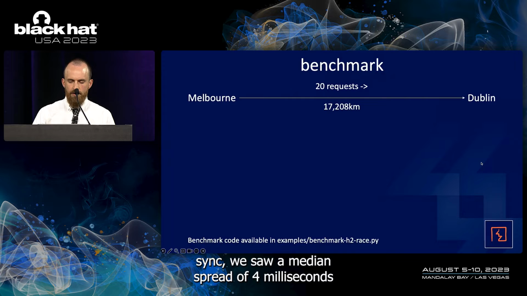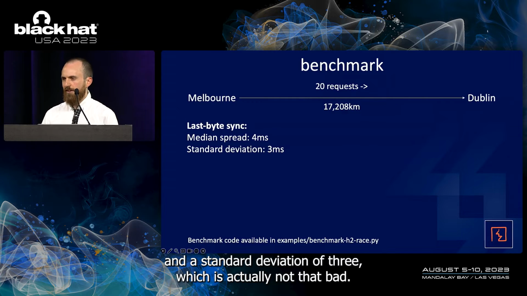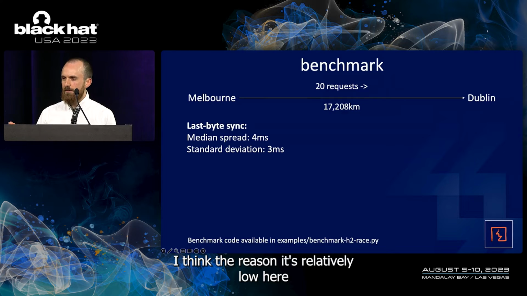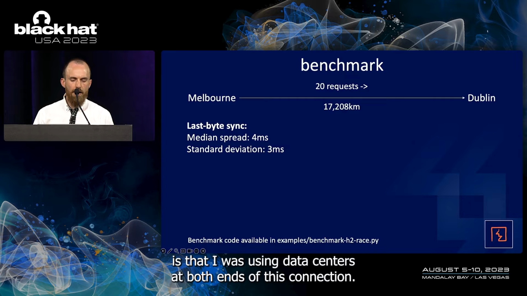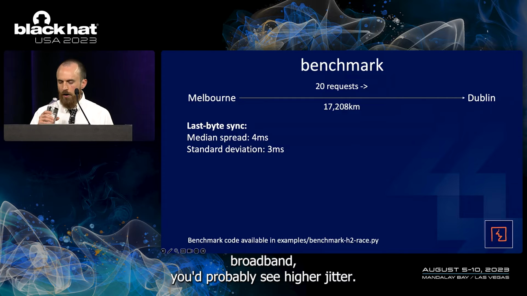Using last byte sync, we saw a median spread of 4 milliseconds and a standard deviation of 3, which is actually not that bad. I think the reason it's relatively low here is that I was using data centers at both ends of this connection. And if you were using Australian consumer broadband, you'd probably see higher jitter.